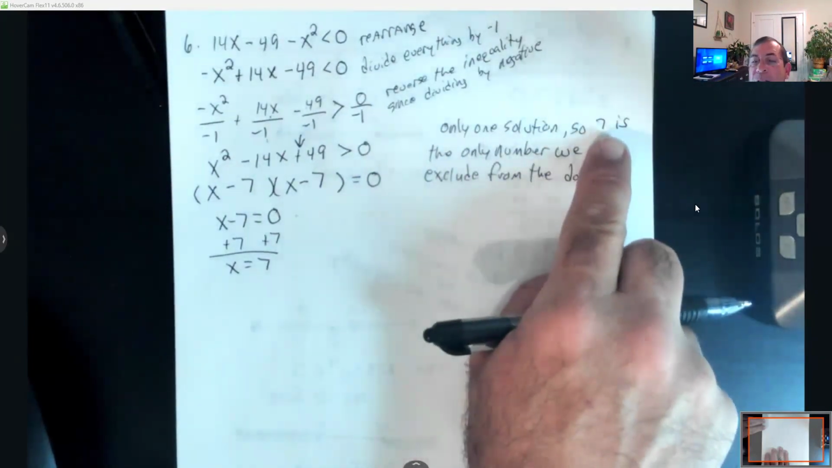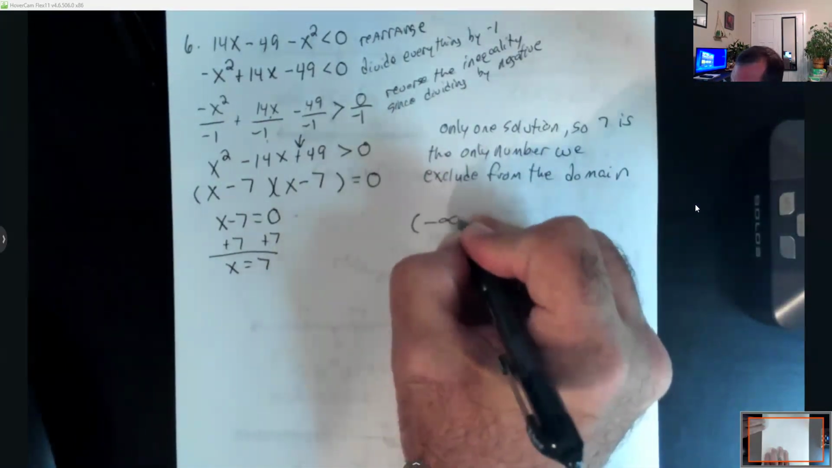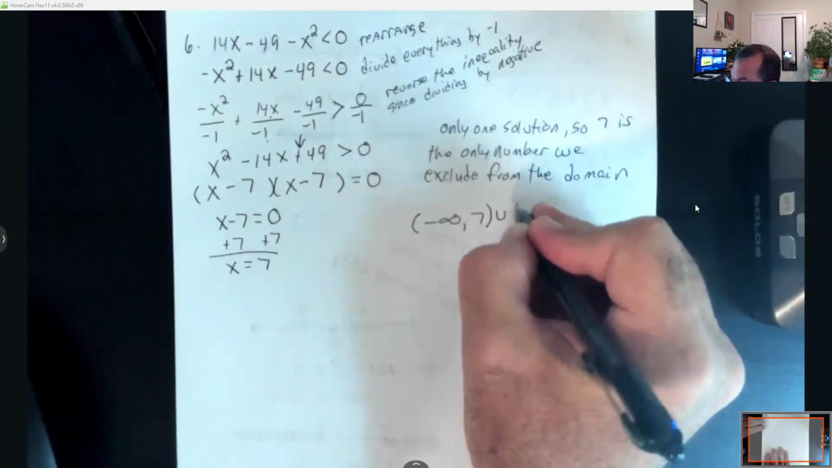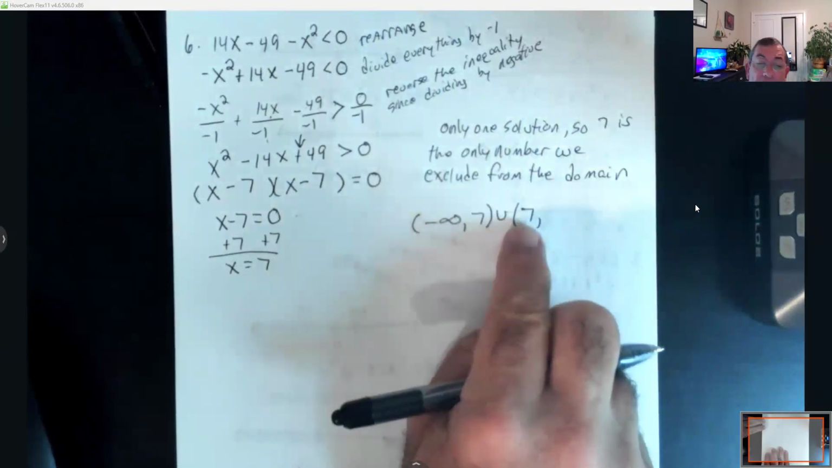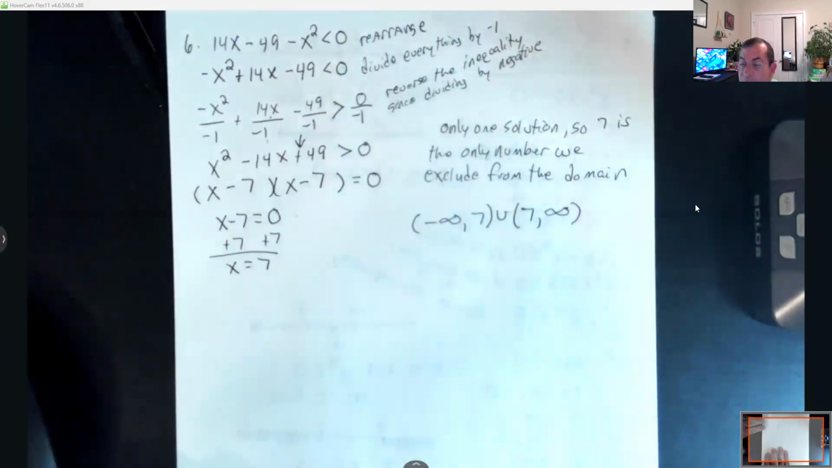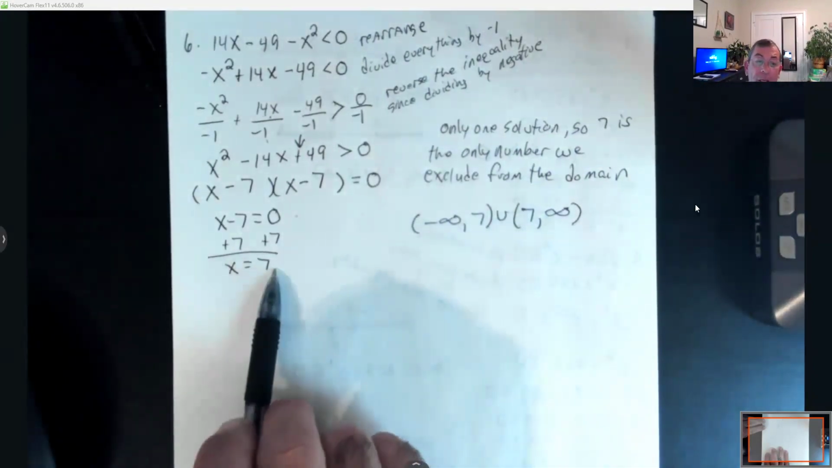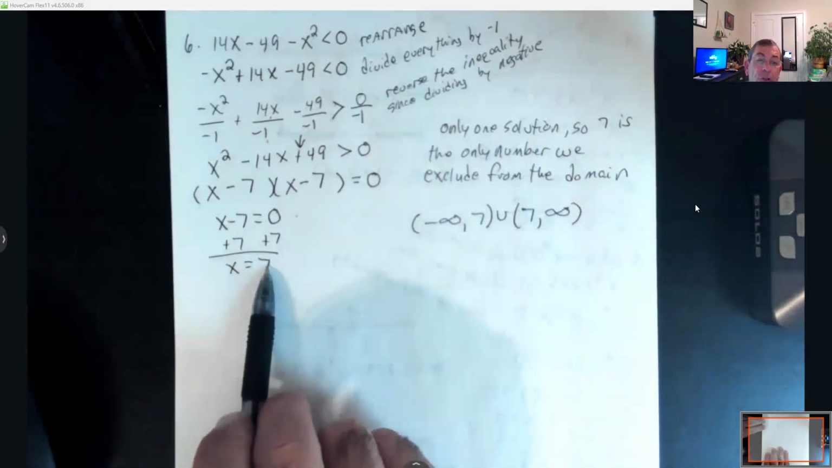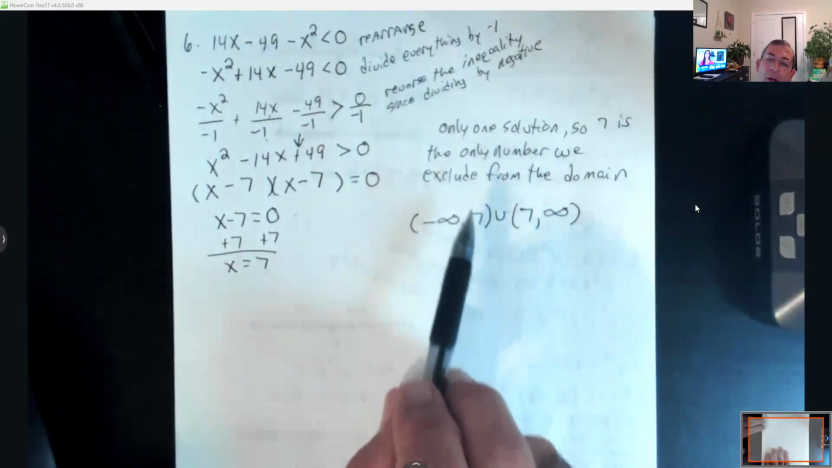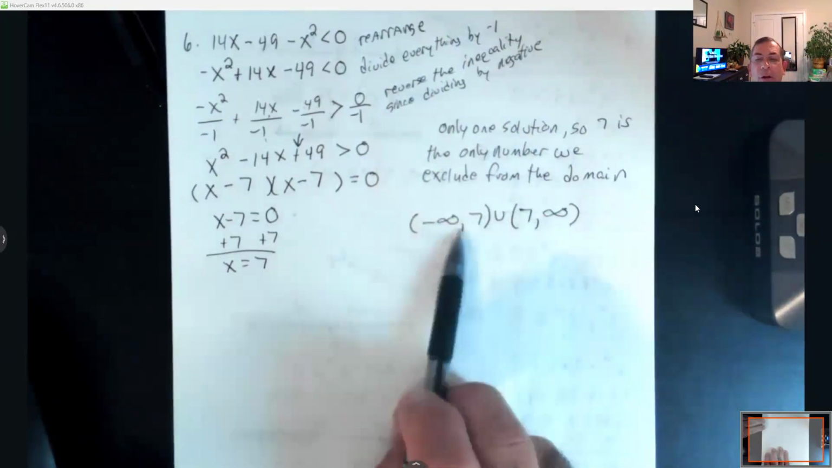So if I'm only going to exclude 7 from my domain, we'll start at -infinity, and it goes until we hit 7. And then we're going to union around 7 until we hit positive infinity, okay? So on your number 6, you're only going to get a single solution that's a repeat, okay? So that means that will be the only number you're going to exclude from your domain. But it's got to include all the other numbers, okay?